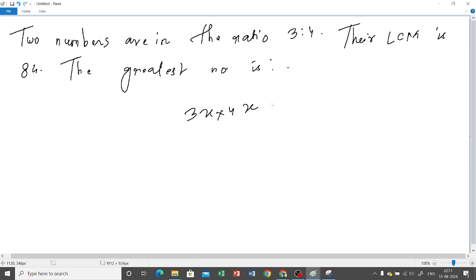So 3x, 4x. Okay, the product of two numbers is equal to what? LCM into HCF. So what is the LCM? 84. And what is the HCF? Sir, 144. It's not in the options.